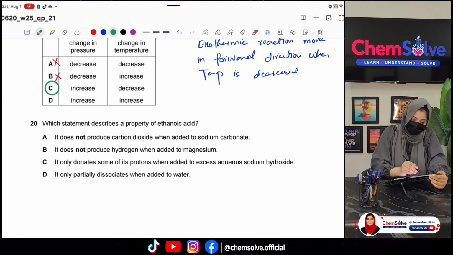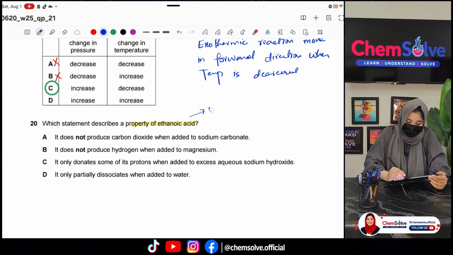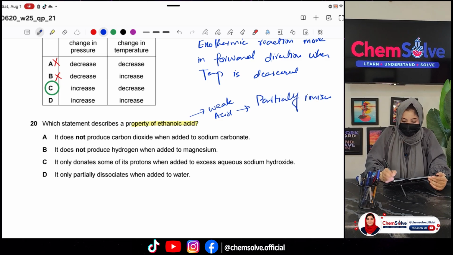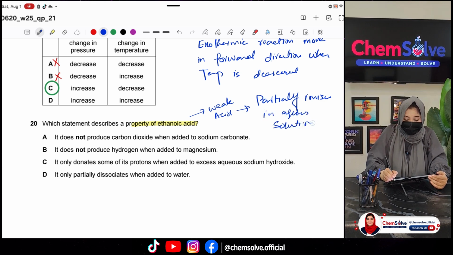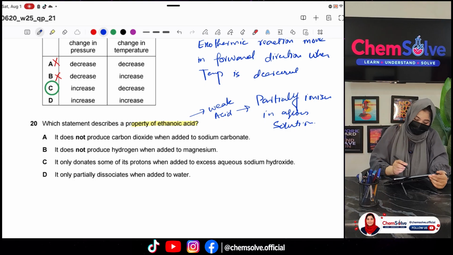Question number 20. Which statement describes the property of ethanoic acid? So what is ethanoic acid? Ethanoic acid is basically a weak acid. And what are weak acids? Weak acids partially ionize in aqueous solutions. This is the definition of a weak acid. They do not fully ionize. They only partially or incompletely ionize. So, it does not produce carbon dioxide when added to sodium carbonate?